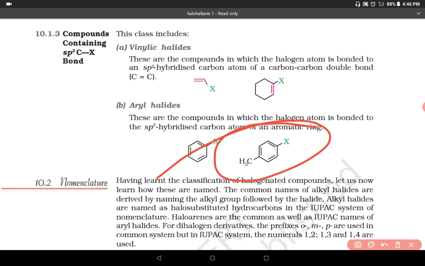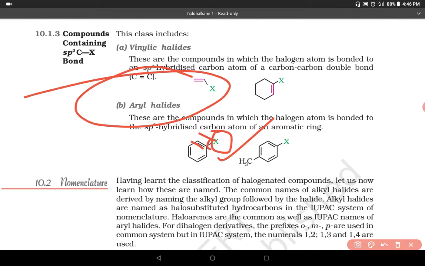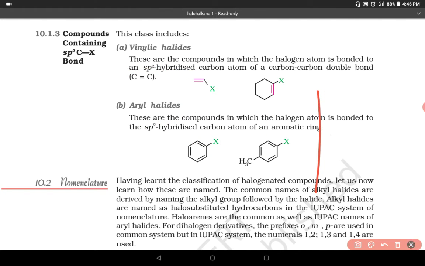These are the examples. Here the carbon is double bonded, and it is also included in the aromatic ring, that is benzene. Here also the halogen is attached to a carbon atom. This carbon is sp2 hybridized. Is this carbon included in the aromatic ring? Yes, it is included. Then it is called an aryl halide. Okay, it is completed.